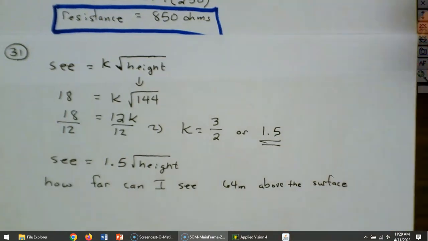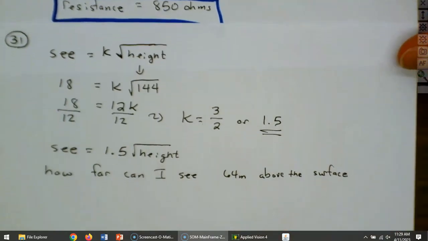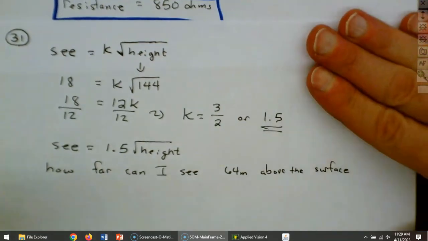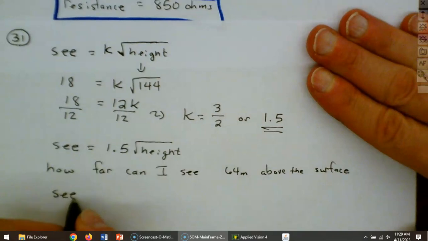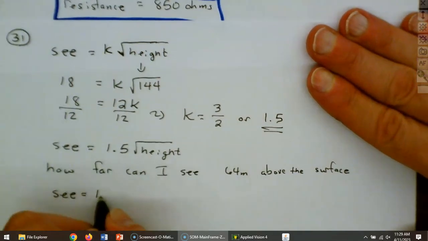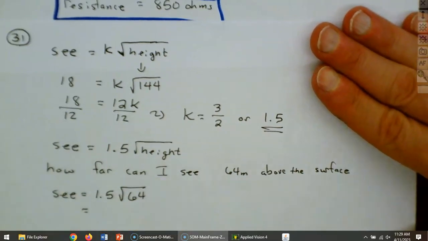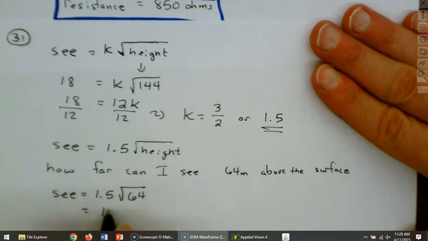So I want to find out how far I can see when my height is 64. So we can plug that in. How far you can see is going to be 1.5 times the square root of 64. 64 is a perfect square of 8, right? Perfect square of 8. So that gives you now 8 times that 1.5. So that comes out to now be 12.